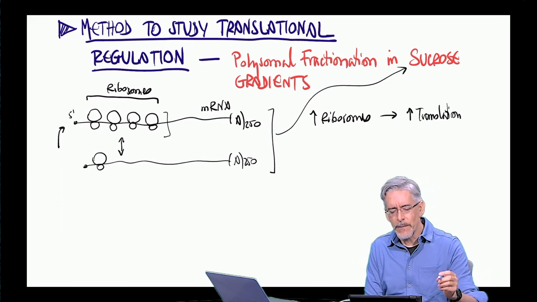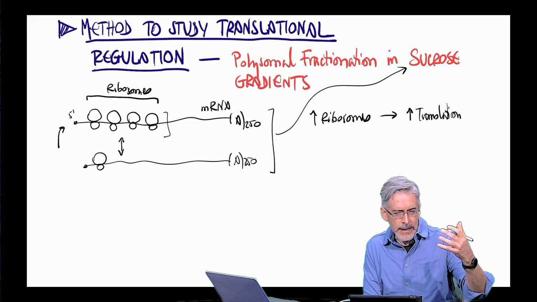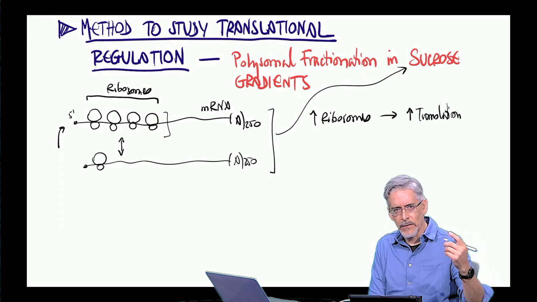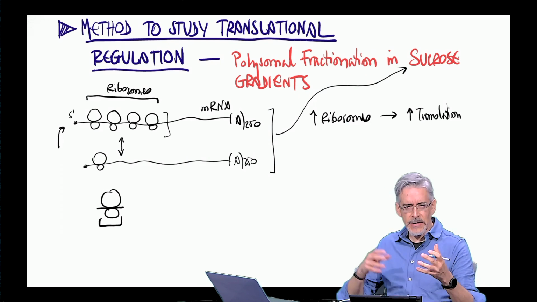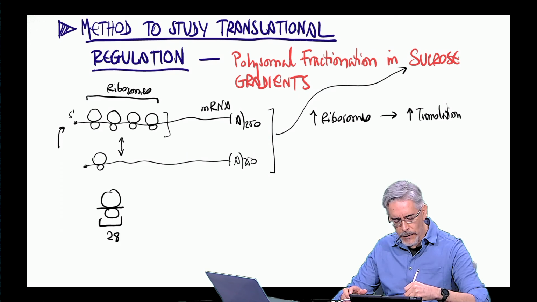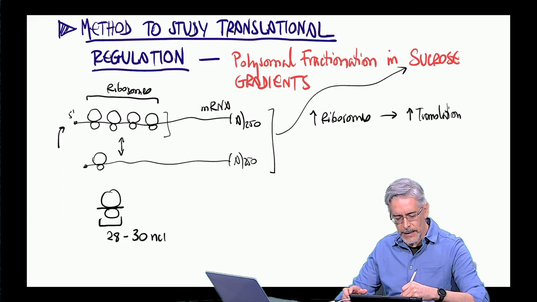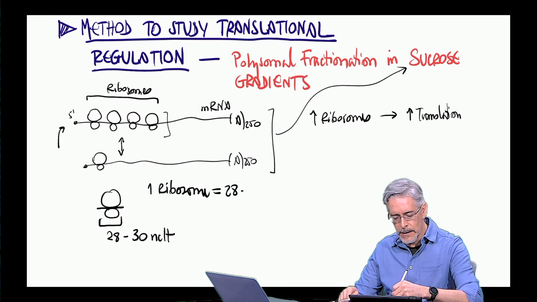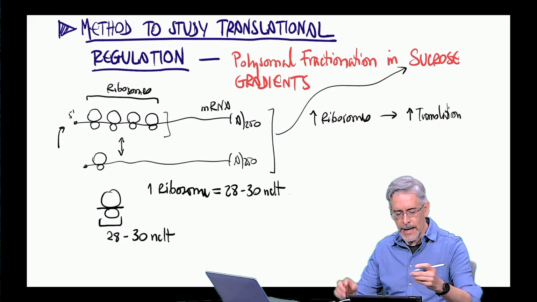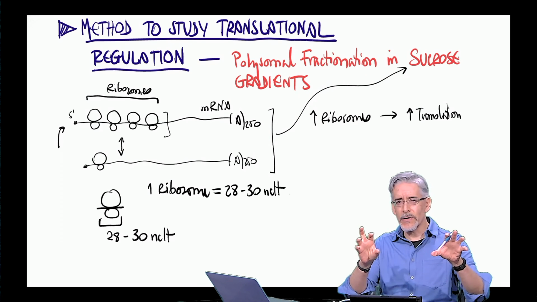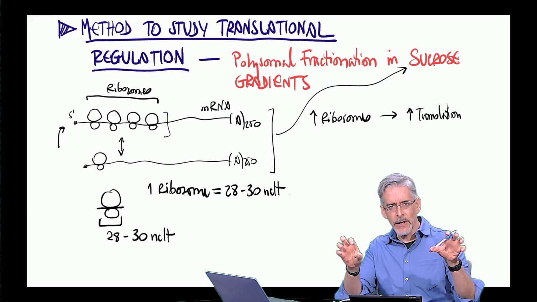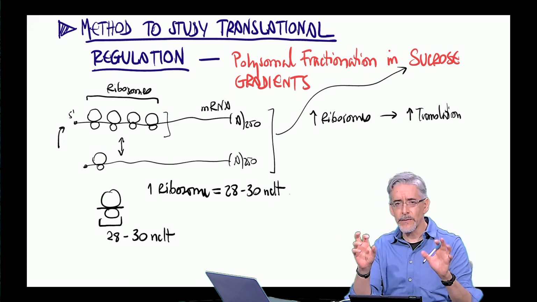Now, another important idea is how many ribosomes can actually be fitted into a single messenger RNA molecule. And for that, it's important to keep in mind that one ribosome associated to messenger RNA will basically occupy about anywhere between 28 to 30 nucleotides in the messenger RNA. So one ribosome equals about 28 to 30 nucleotides. And there is some spacing that is required between adjacent ribosomes. And this is so that you don't end up having situations where one ribosome collides with another ribosome, because this will be bad for translation.